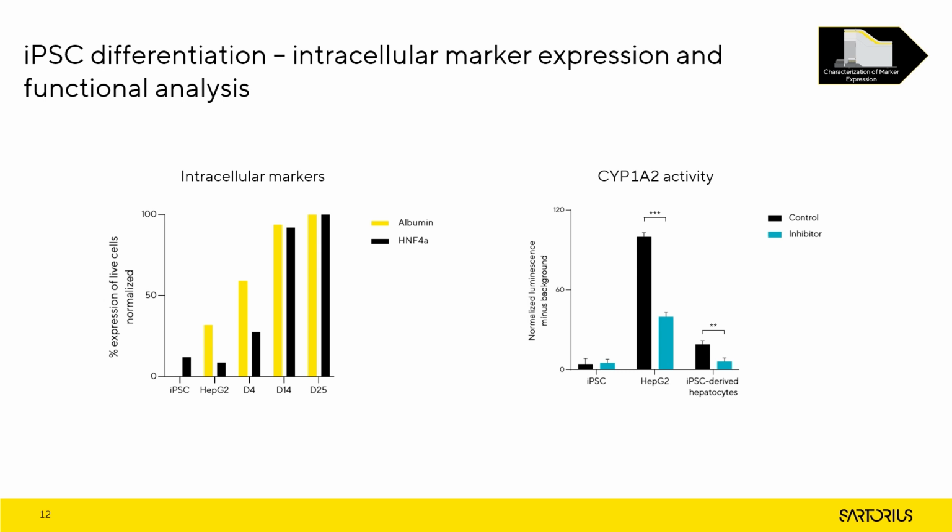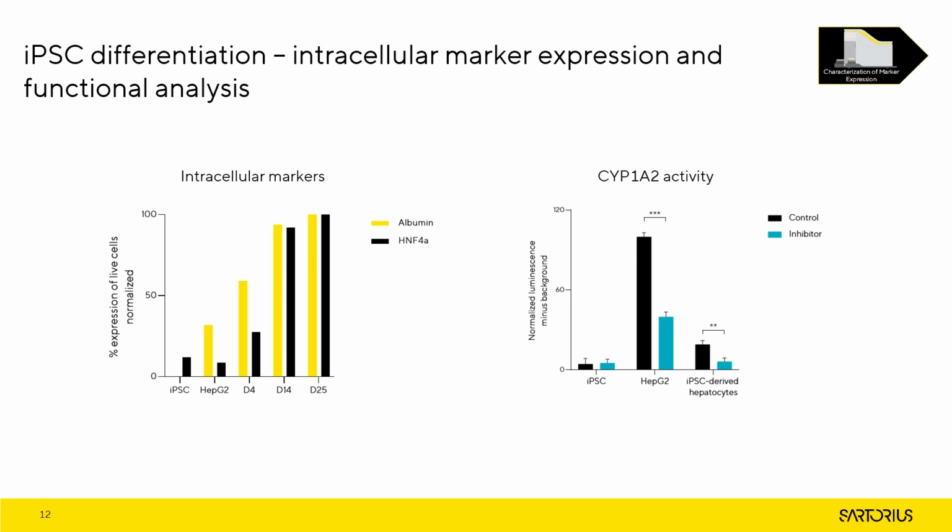To further characterize these cells, an endpoint cytochrome P450 enzyme assay was performed to analyze their functional activity. A CYP450-Glo luminescence assay was used to compare CYP1A2 activity in iPSC-derived hepatocytes, iPSC control cells, and HepG2 liver-like control cells in the presence and absence of a CYP1A2 inhibitor, alpha-naphthoflavone. The graph on the right shows the data collected in this experiment.